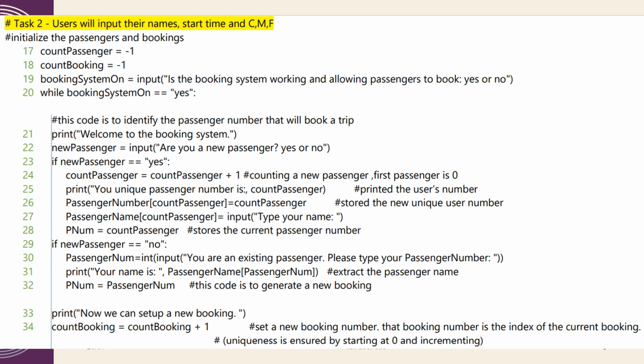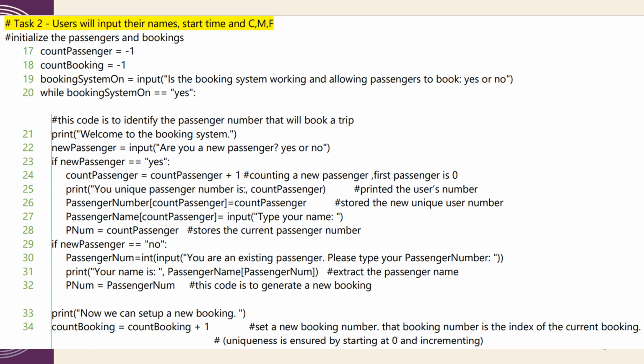Okay, so then we have in line 19, booking system on equals input. Is the booking system on, yes or no? While booking system on equals yes. So they typed yes. Now, the rest of task 2 and 3 are inside this while loop, and that's why I have a blue line to show you that everything else, so that means from line 21 all the way to line 79, all of that is indented in that while loop. Okay, so from line 21 to line 79, all of that is indented in the while loop.